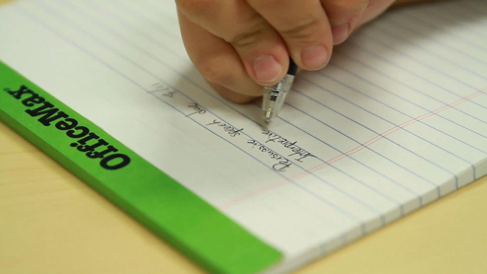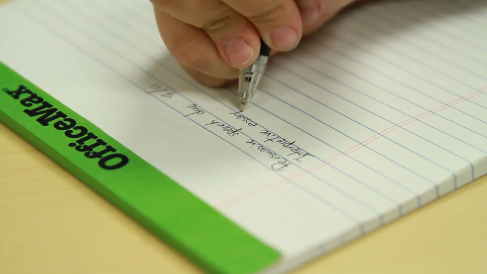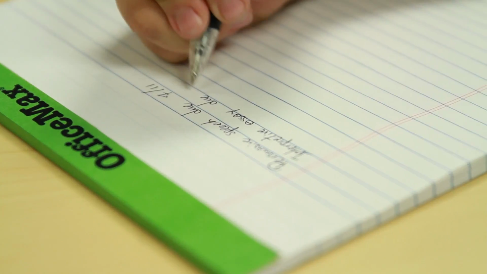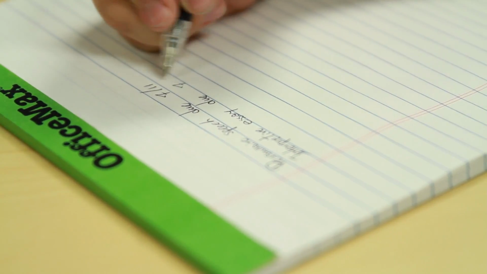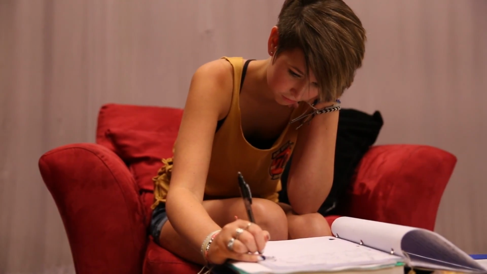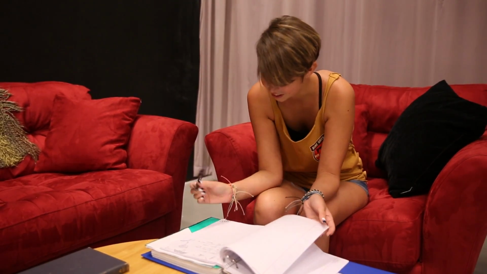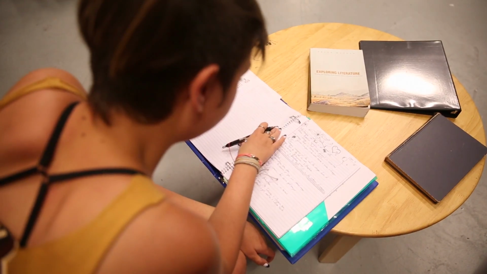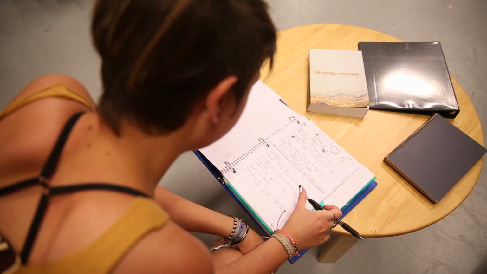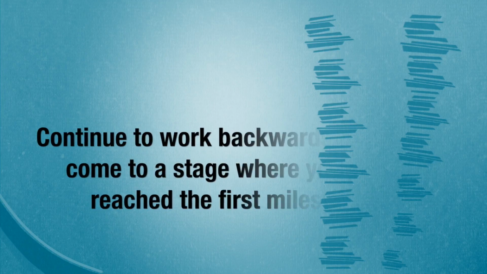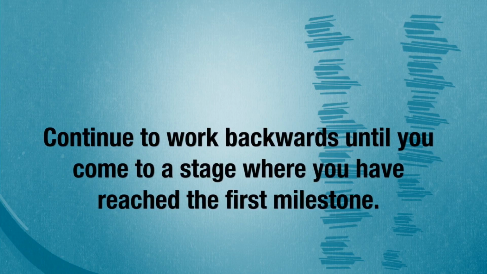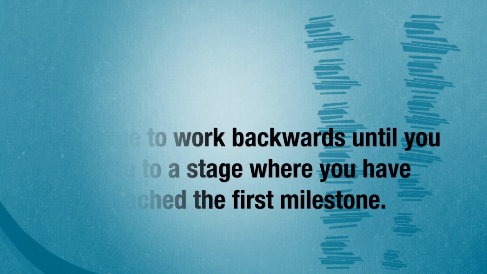Order and reorder tasks as you go along to ensure that the sequence makes sense and it is realistic. Work backwards some more to decide what needs to be done and to make sure that the previous task is achieved. For example, if write rough draft is a task, list all of the tasks that need to be completed to really be ready to write an effective rough draft. Continue to work backward until you come to a stage where you have reached the first milestone.